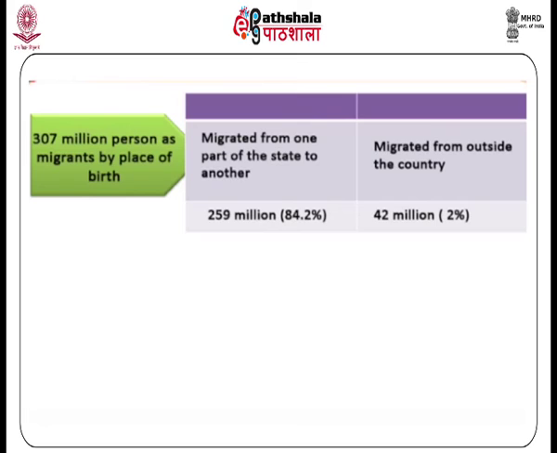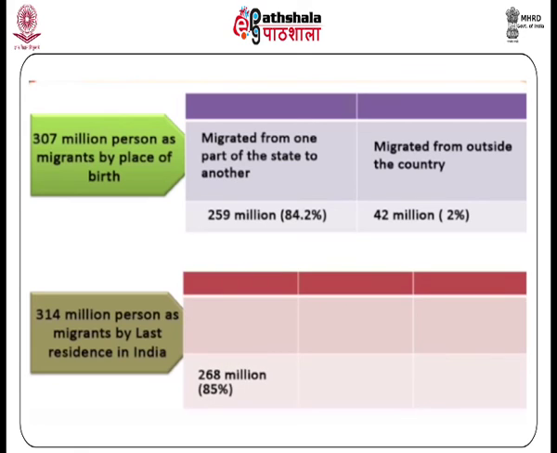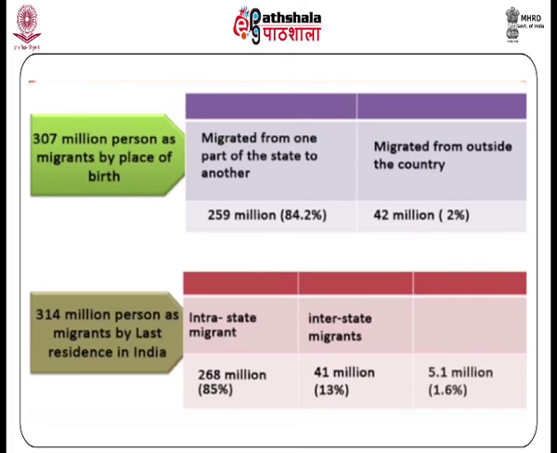Data on migration by last residence in India shows that the total number of migrants has been 314 million. Out of these migrants by last residence, 268 million have been intrastate migrants, those who migrated from one area of the state to another. 41 million were interstate migrants and 5.1 million had migrated from outside of the country.